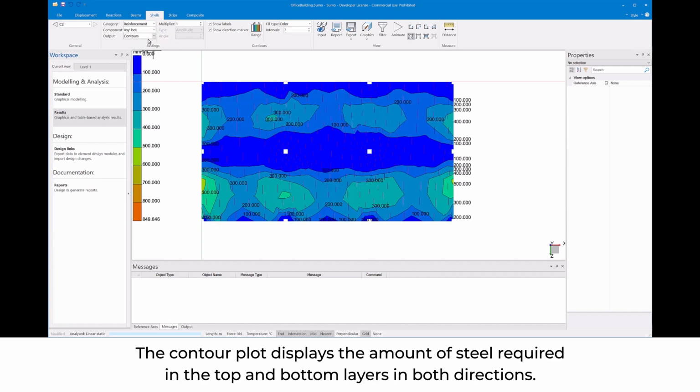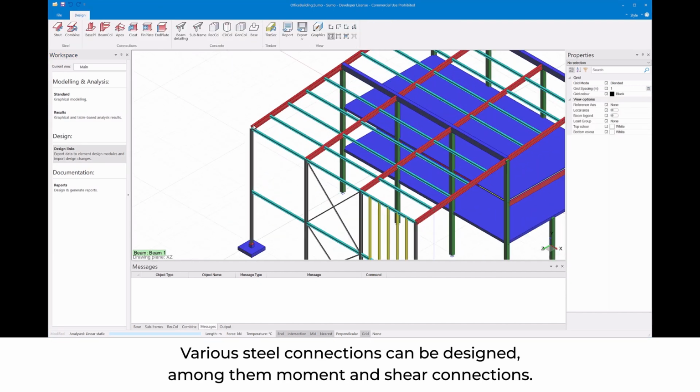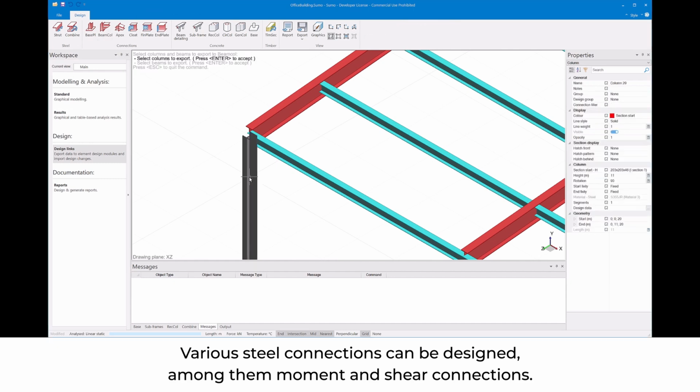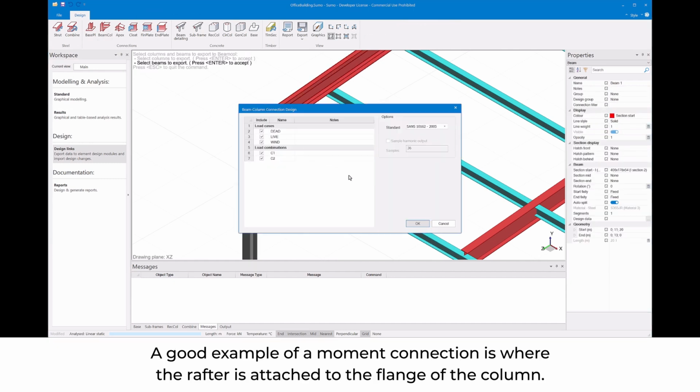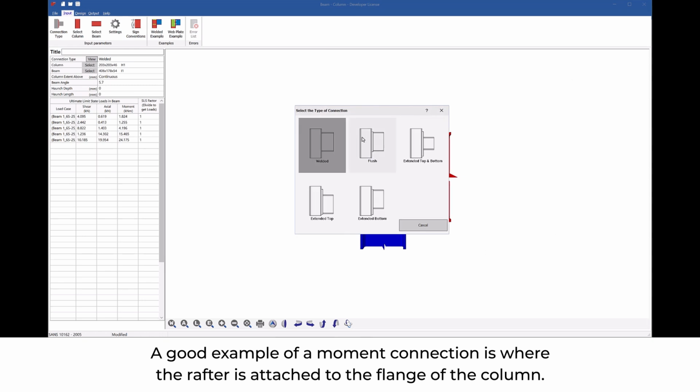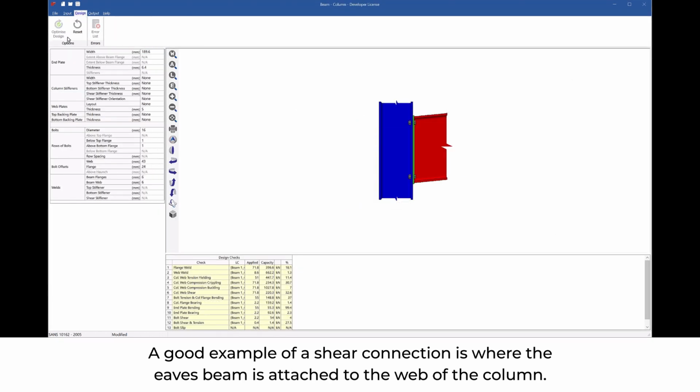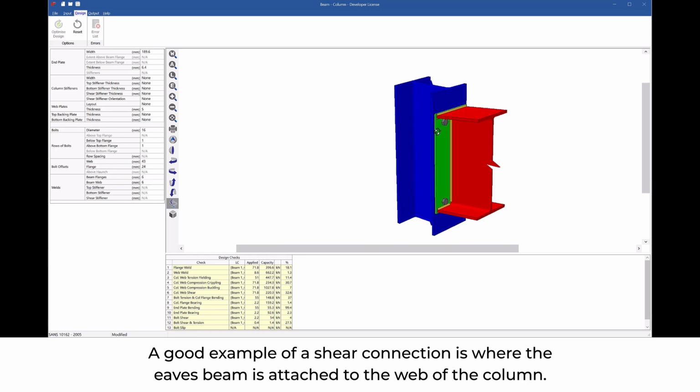The contour plot displays the amount of steel required in the top and bottom layers in both directions. Various steel connections can be designed, among them moment and shear connections. A good example of a moment connection is where the rafter is attached to the flange of the column. A good example of a shear connection is where the eaves beam is attached to the web of the column.